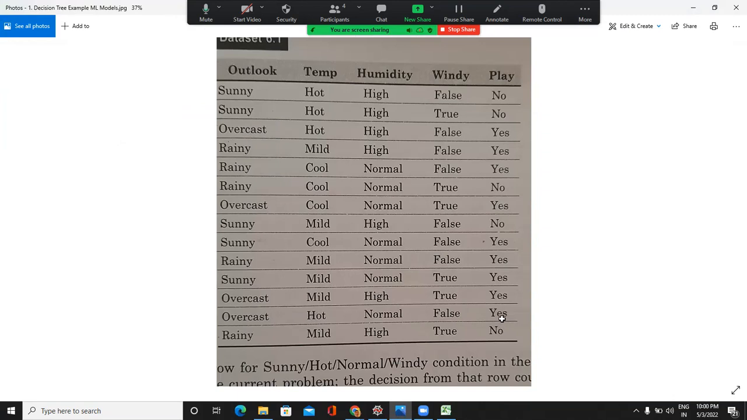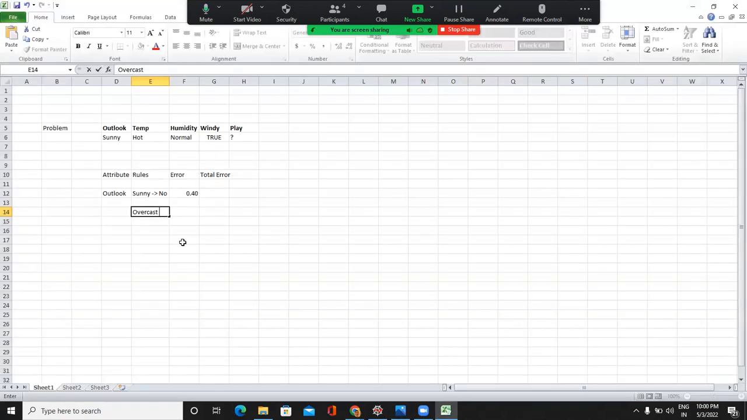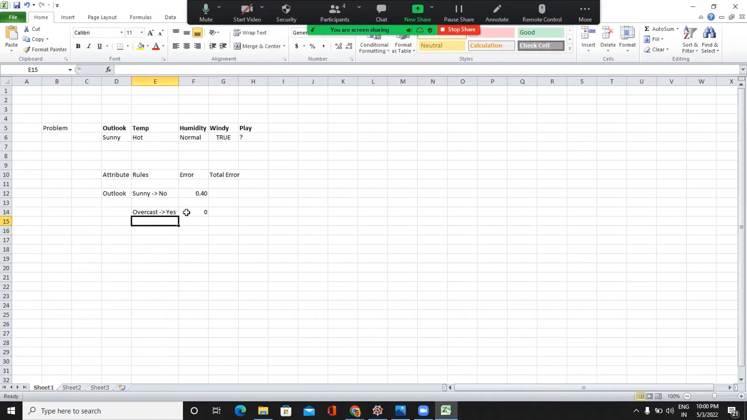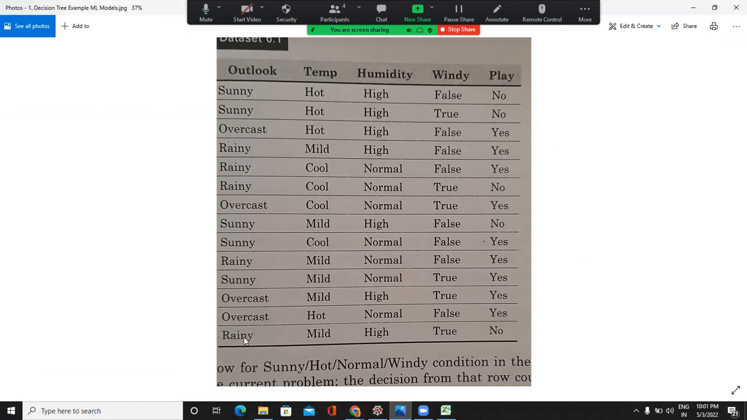Okay, so there is no confusion. If we say overcast means yes, there will be no errors. None of the times we will be wrong. So error will be 0 divided by 4. 4 times overcast is there, and we are choosing the rule overcast means yes, so we will never be wrong. Yeah. But again, overcast is not everything. There is rainy also.